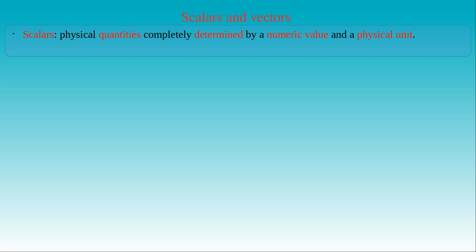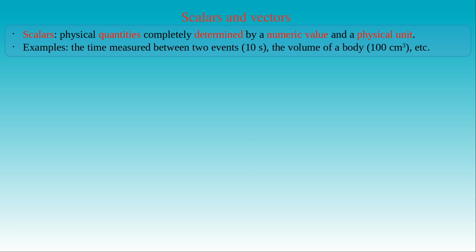In order to study kinematics, we need some basic mathematical and geometrical notions related to the quantities which can describe the motion of point-like bodies. These notions are the scalar and the vector. Those physical quantities which are completely determined by a numeric value and a physical unit can be described with scalars. Typical examples are the time measured between two events, let's say 10 seconds, and the volume of a body, let's say 100 cubic centimeters. But in kinematics we also need another type of quantity, called vector.